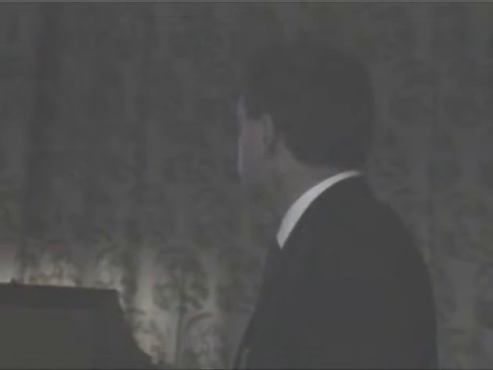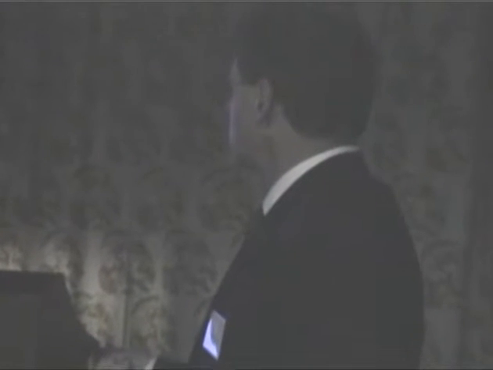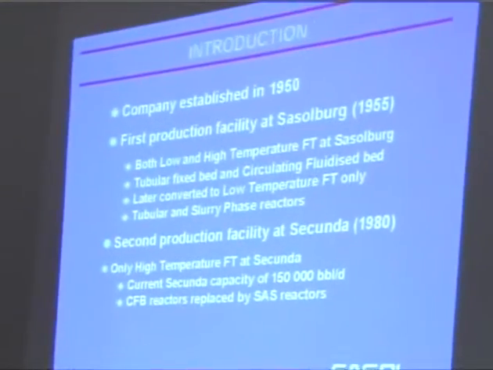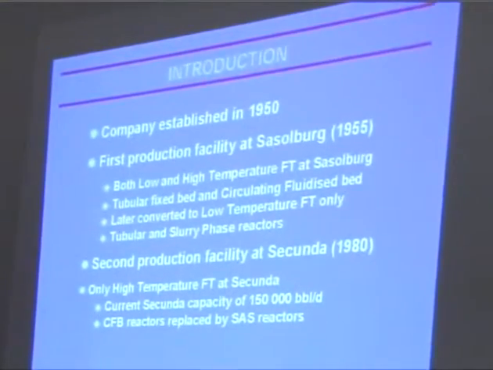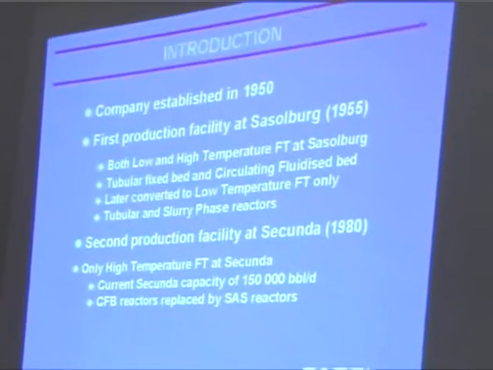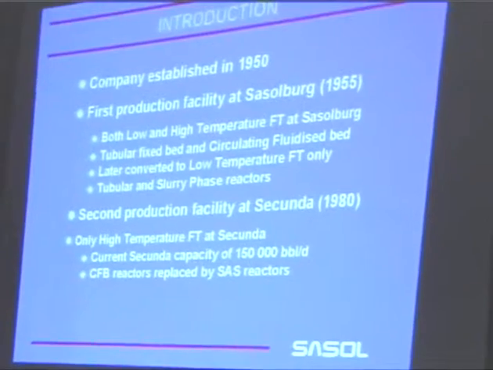Now at Sasolburg, as I said, we had the tubular fixed bed reactors as well as the circulating fluidized bed reactor. And later this plant was converted to low temperature FT only. Obviously that was after Secunda came into operation and the plant becomes uneconomical if you only produce synfuels at that small scale. And currently we are operating tubular reactors and a slurry phase reactor at Sasolburg.